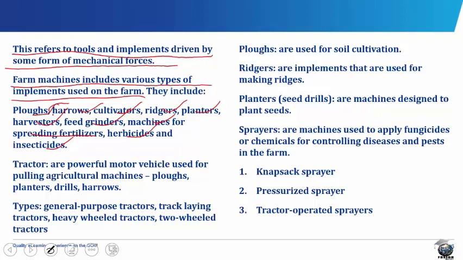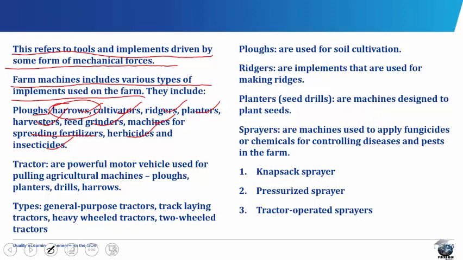The harrows are similar to disc plows and they work on the same principle. The main difference between the disc plow and the disc harrow is that the discs of the plow are much larger and heavier than the discs of the harrow. Also, the discs of the plow are fewer and spaced far apart, while the discs of the harrow are more in number and spaced closer together.